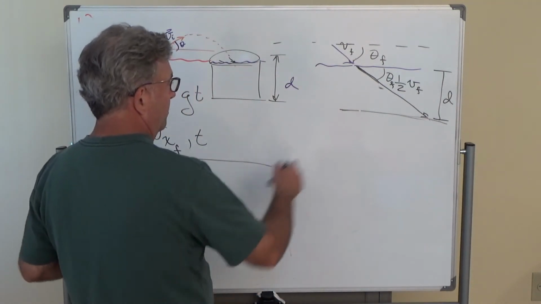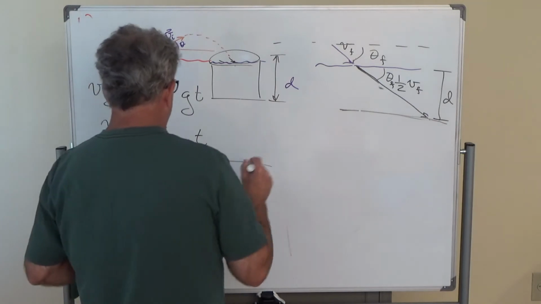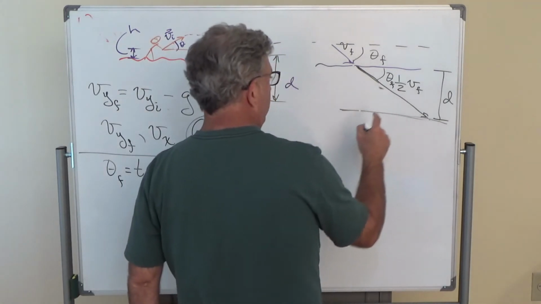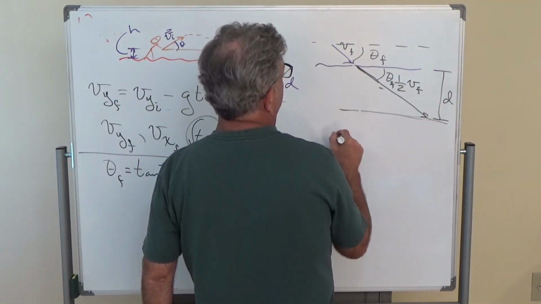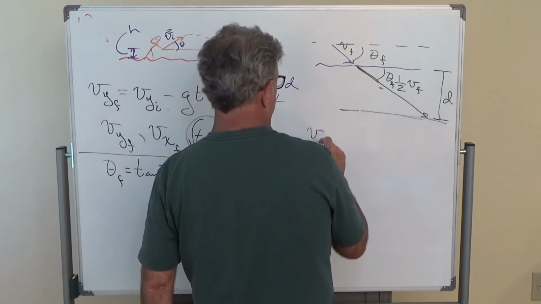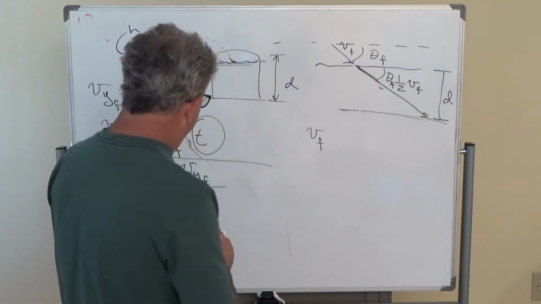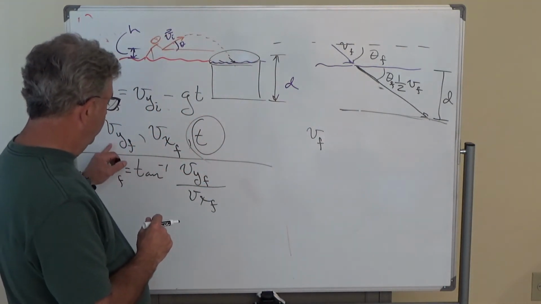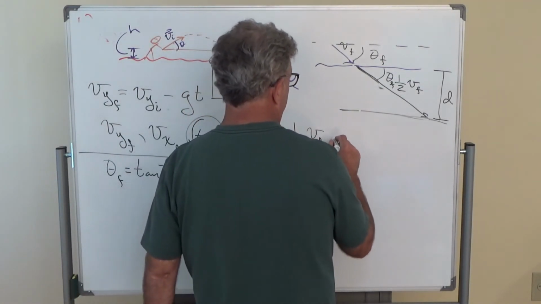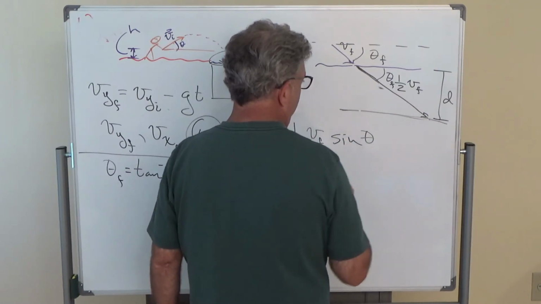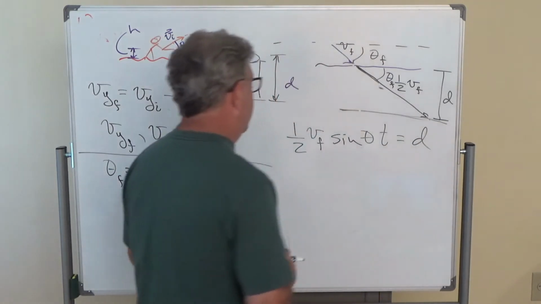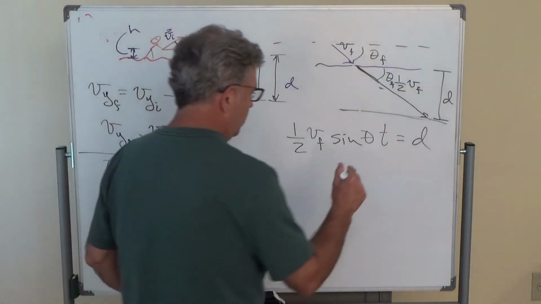Now, using this information, theta final, this is T in the first part. Now I'm going to call this T2. We know that V final, you have to figure that out from the sum of the squares, take the square root. 1/2 V final sine theta times T is equal to D. I'll call this T2.